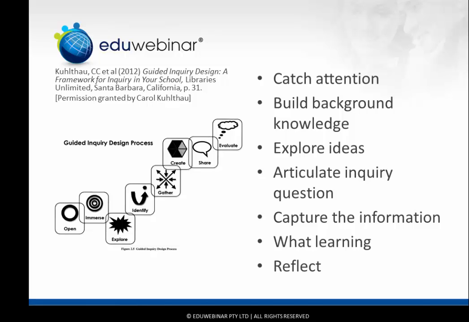There are different stages and phases, and it's not in any linear format, but for the sake of trying to explain it, you've got some of the early stages here where you're capturing the attention of the student, you're building their background knowledge, you're exploring ideas, then you're articulating the particular question, gathering the resources, creating and sharing those, and then evaluating not just the learning of the content, but also the process that students have engaged in.